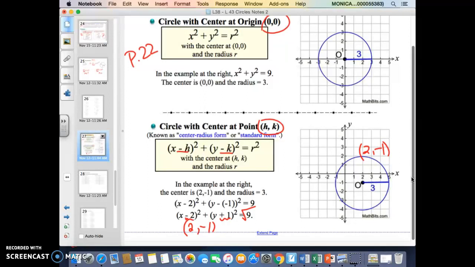And the same here. There was nothing added or subtracted to the x and y, so that's how I knew it was at 0, 0. And then I'm just going to take the square root of the radius, and that brings me to 3.